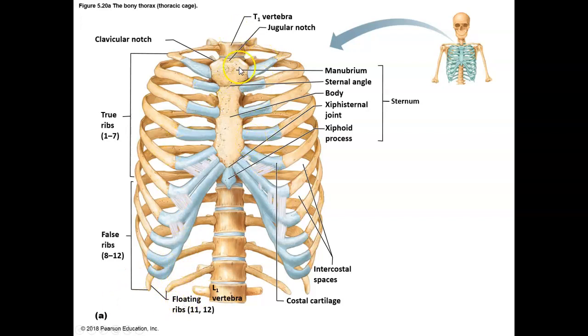The sternum is composed of 3 parts. It has the manubrium, the body, and then the xiphoid process. And they all fuse together, forming this flattened sternal bone. And this gives a protective cage around our lungs and our heart.